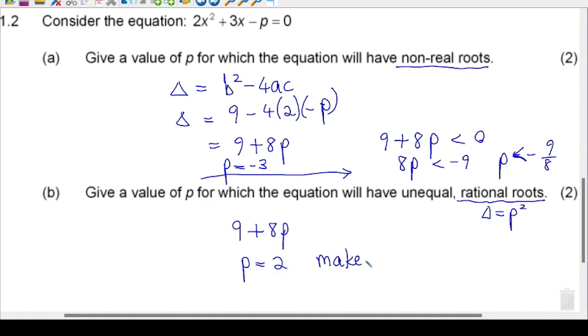All right. And that value will make delta bigger than 0. All right. But more importantly, as well as being bigger than 0 to give unequal roots, it will also give us a perfect square. And remember, a perfect square is what we need for rational roots.